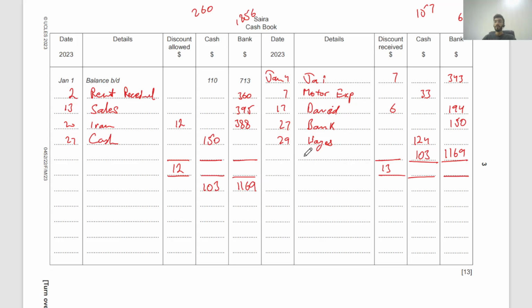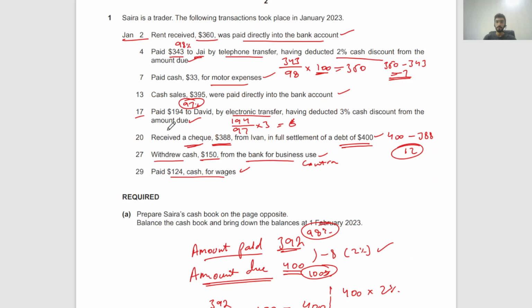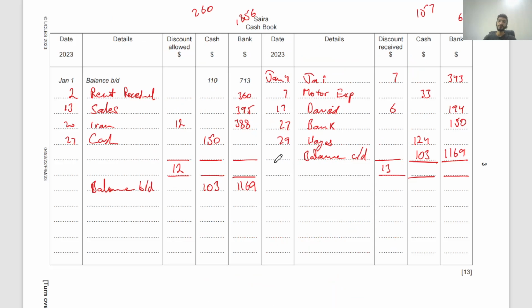We labeled that as balance carried down and that one as balance brought down. Okay. Also, that happens at the end of the month.